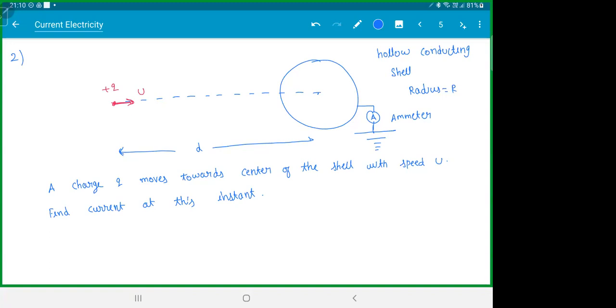Viksha, your camera has become blank, right? See if you can do something about it.